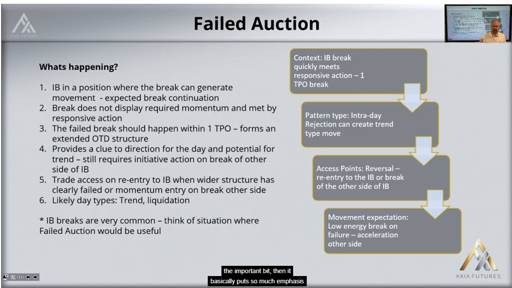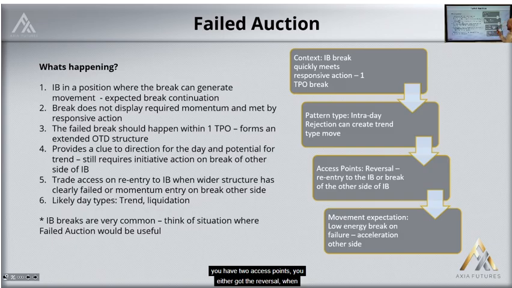And the important bit then, it basically puts so much emphasis on the other side of the initial balance that when you go to the other side, you're looking for acceleration. If you get that acceleration, essentially the opposite of what you saw on the failed auction, then you know that a trend move is on.